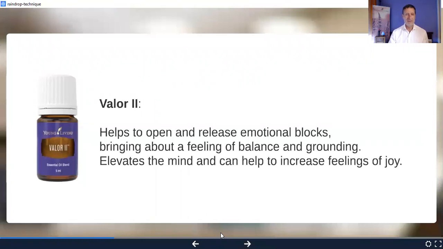Valor 2, it's a blend, and it helps to open and release the emotional blocks. Gary Young said that in every Valor bottle, there is an osteopath inside, or chiropractor, because you are rebalancing the straightness of your spine. It's amazing. And when I was learning this in Croatia, when I was coming back home, I have to try. They can tell me a lot of things, but I am a researcher, so I have to try myself and also with my patients.